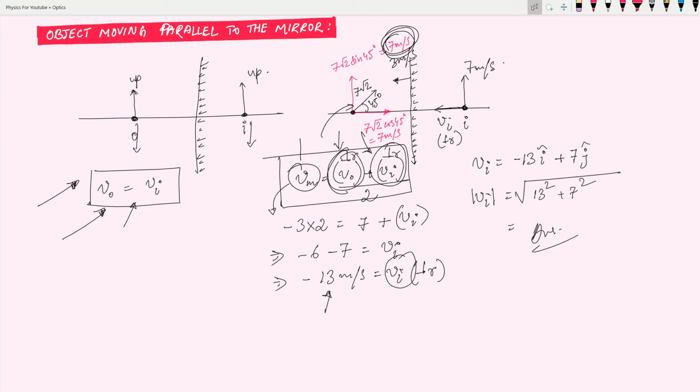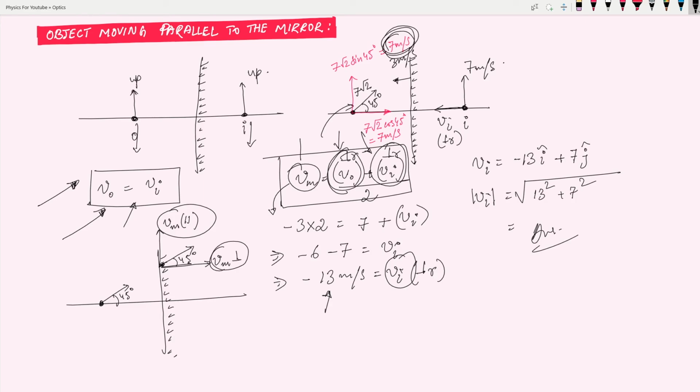Okay, so I can give you another question, like if this is the mirror, okay, and this is the object. If the object is moving at a certain velocity at an angle of 45 degrees, and this mirror is moving, suppose, in this direction at an angle of 45 degrees, then how to find out? Very easy. Just find out the velocity of the mirror in this direction, that is the perpendicular component, and the velocity of the mirror in the parallel component. Okay, we know that the parallel component doesn't matter. If the mirror is moving parallelly, it will have no effect, we know that, but this will have effect.